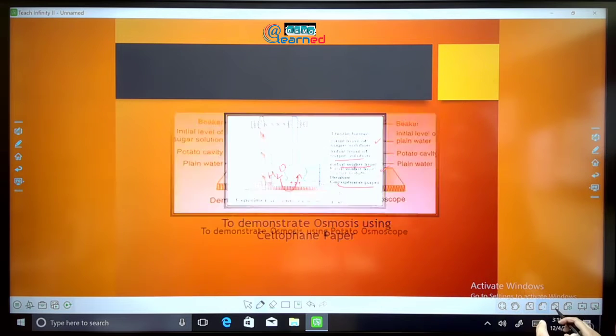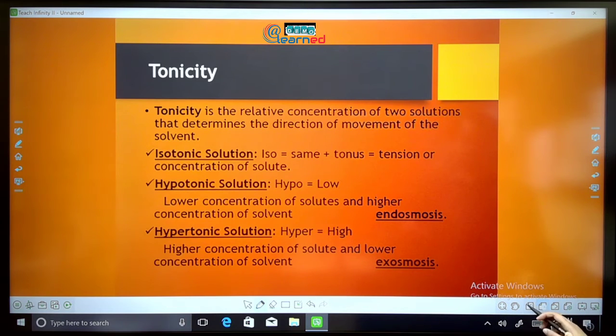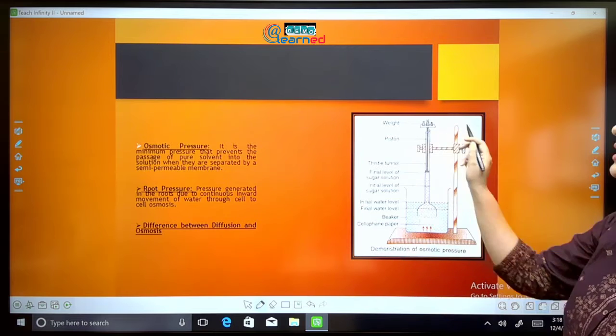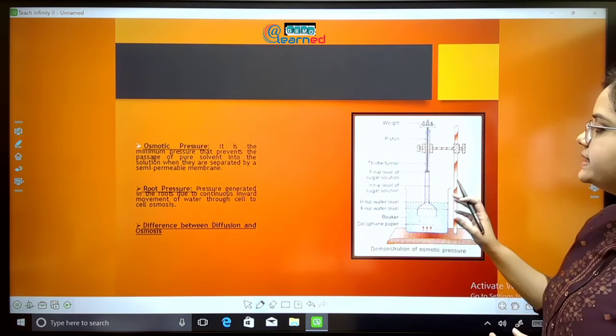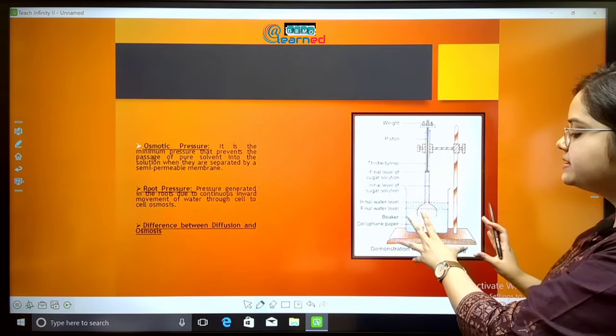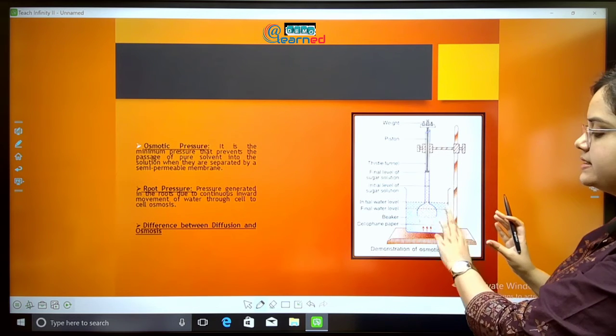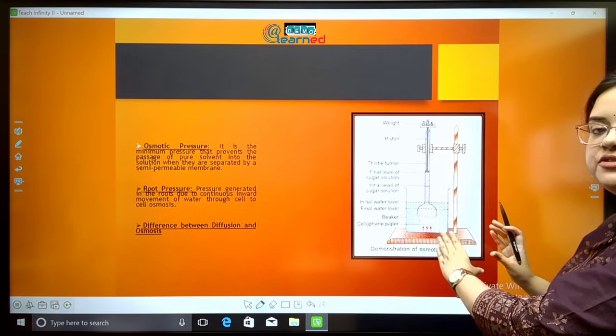So if you go back to the slide, this is a picture describing the osmotic pressure. So in this picture you can see that the setup is the same. Cellophane paper here acting as semi-permeable membrane. The thistle funnel is here.